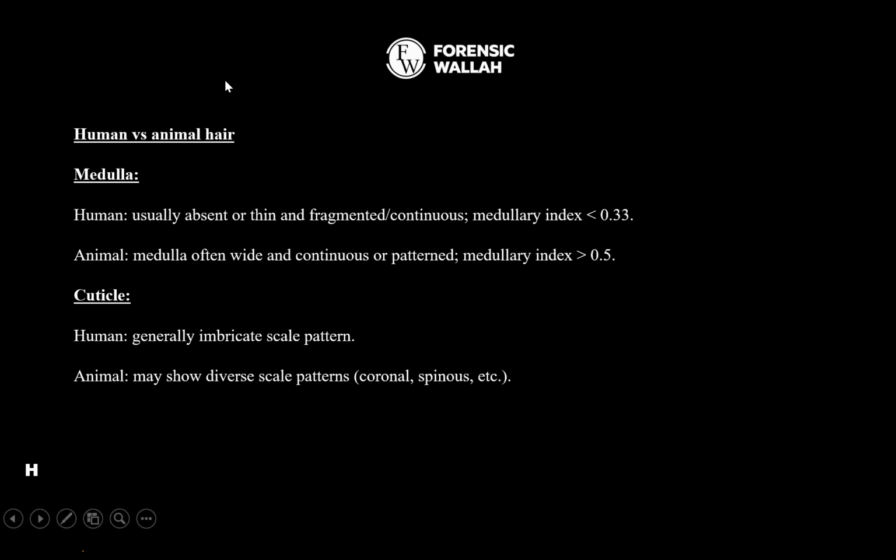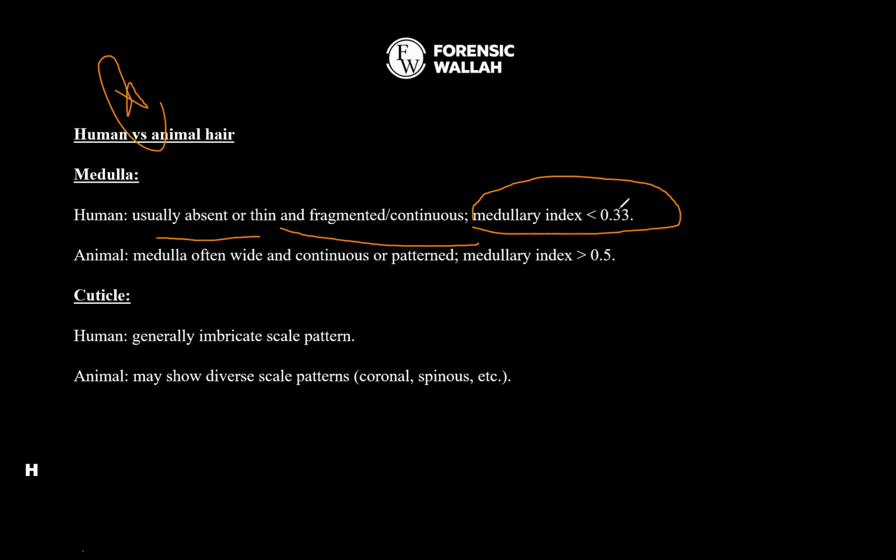So the difference between human and animal hair is a very important criterion here. As I told you, medulla and cuticle are the very important aspects in differentiating between a human and animal hair. Medulla can be either continuous, fragmented, or even absent. In humans, it is usually absent or thin, and fragmented or continuous. The medullary index for human hair is less than 0.33. But for animals, the medulla is often wide, continuous or patterned, and the medullary index is greater than 0.5.